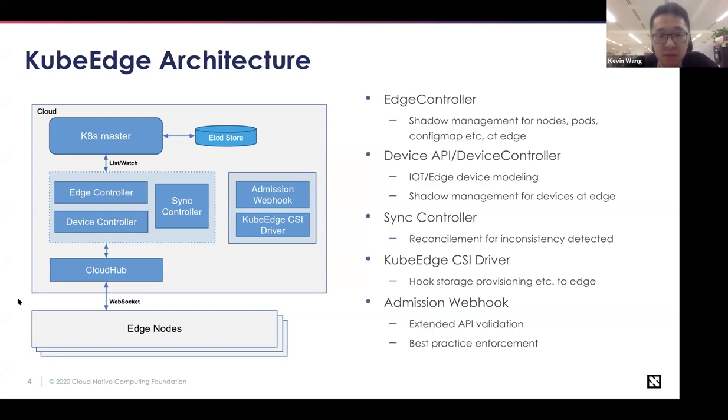So the device controller here is to deal with the life cycle of the device CRD, and also do the shadow management to synchronize all the relevant information to the edge. And the sync controller, which we recently added, basically does a periodic check to reconcile, in any case the data between cloud and the edge are not up to date. So the admission webhook is currently doing some CRD validation. And in the long term, we want to also add some best practice enforcement for edge scenarios.